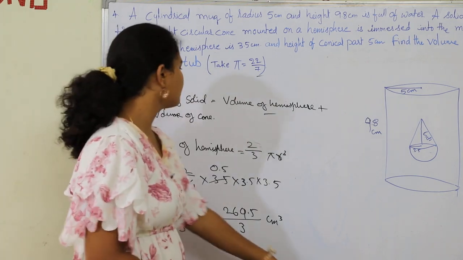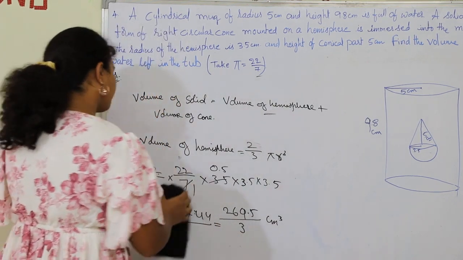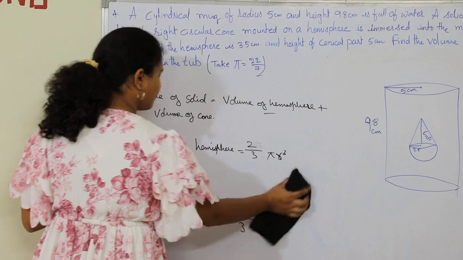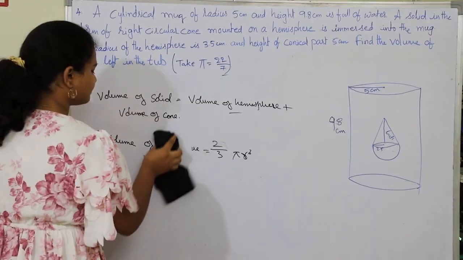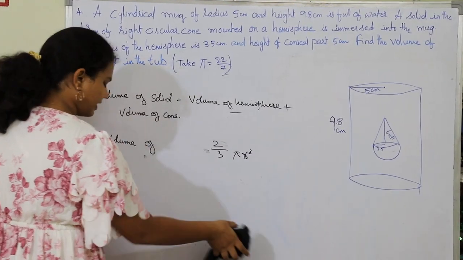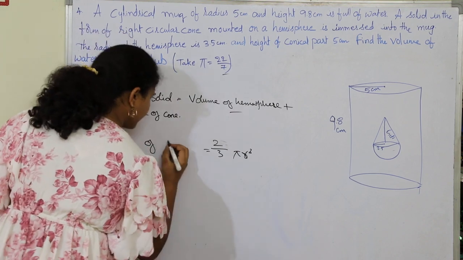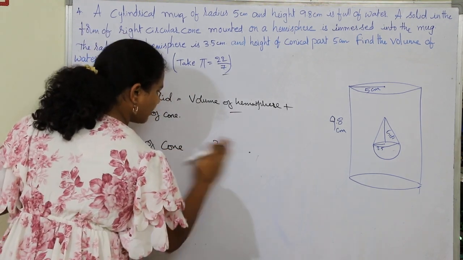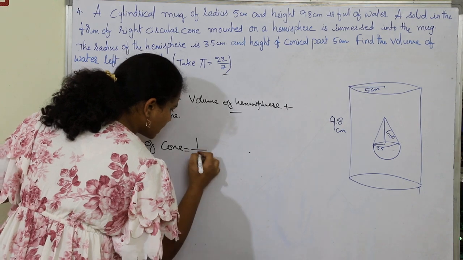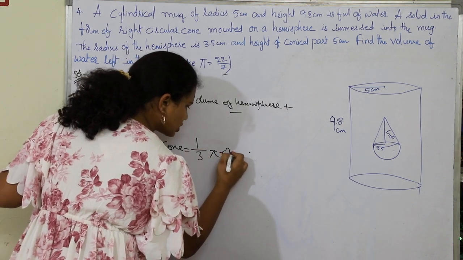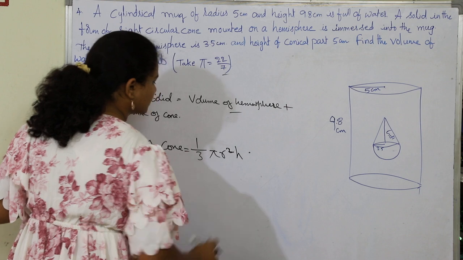Now let's find the volume of the cone. To find the volume of the cone, we know the formula. The formula will be what? 1 by 3 pi r square h, right? So let me write down cone. Volume of cone equals 1 by 3 pi r square h.